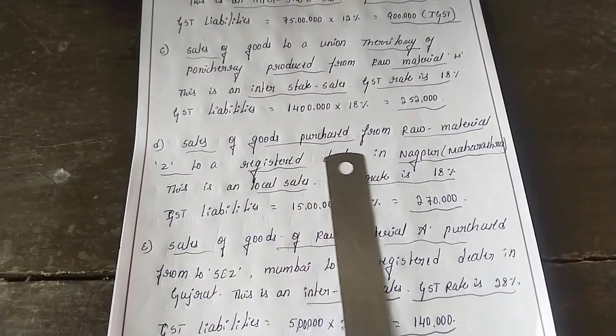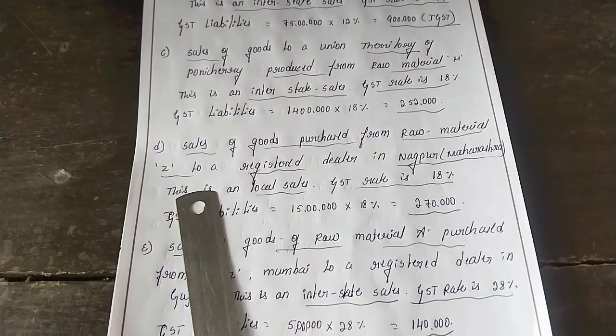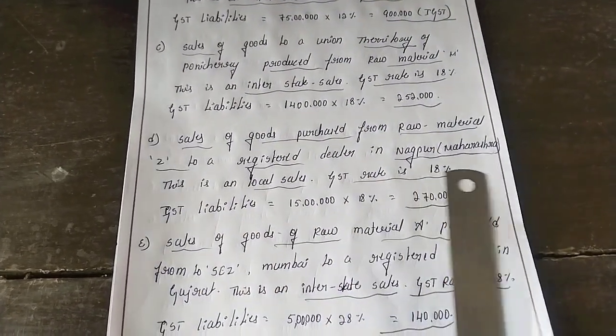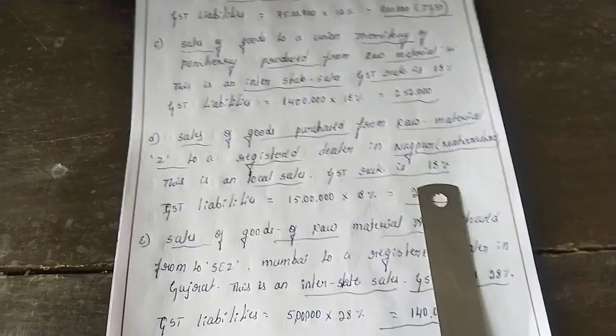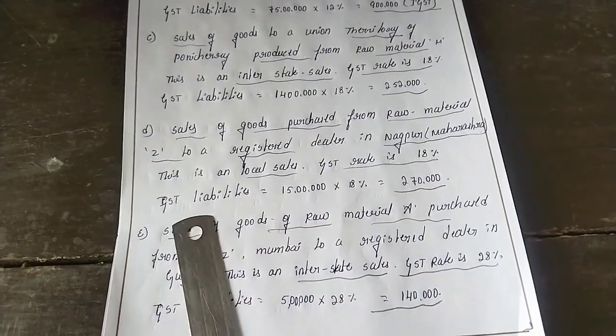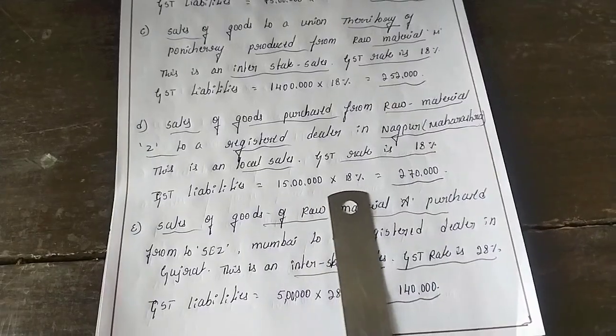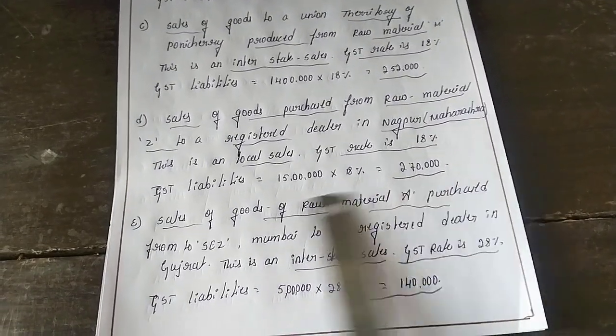Sales of goods produced from raw material Z to a registered dealer in Nagpur, Maharashtra. This is a local sale. GST rate is 18%. GST liability equals 15 lakh into 18%. We get 2 lakh 70,000.